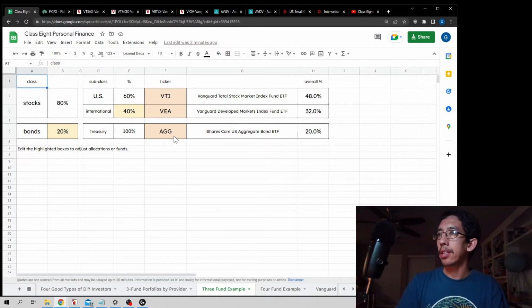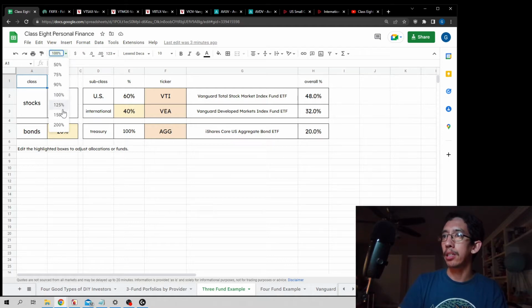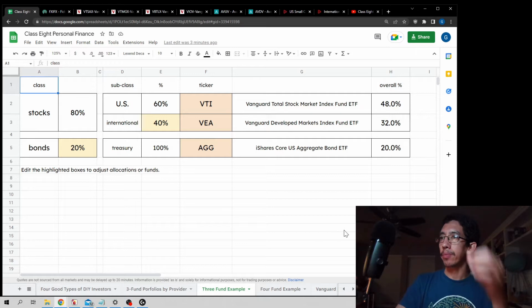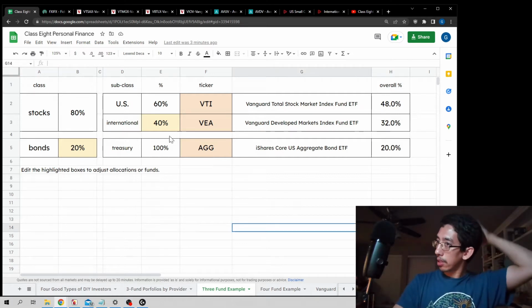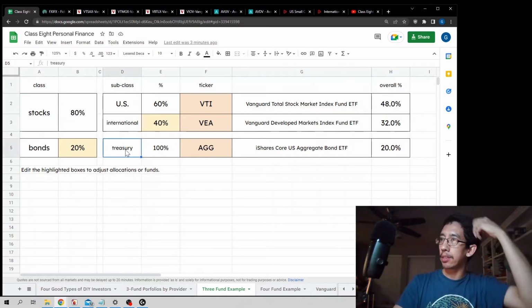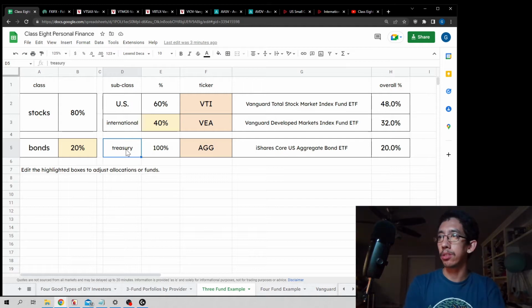So I've set this one up here and I'm actually going to reconfigure it a little bit. Let me zoom in a little bit. Can I go 150 here? I'm going to go 125. There we go. That's good. So here we have, and this is not Treasury, this is just total bond market here. I'm going to word wrap that.